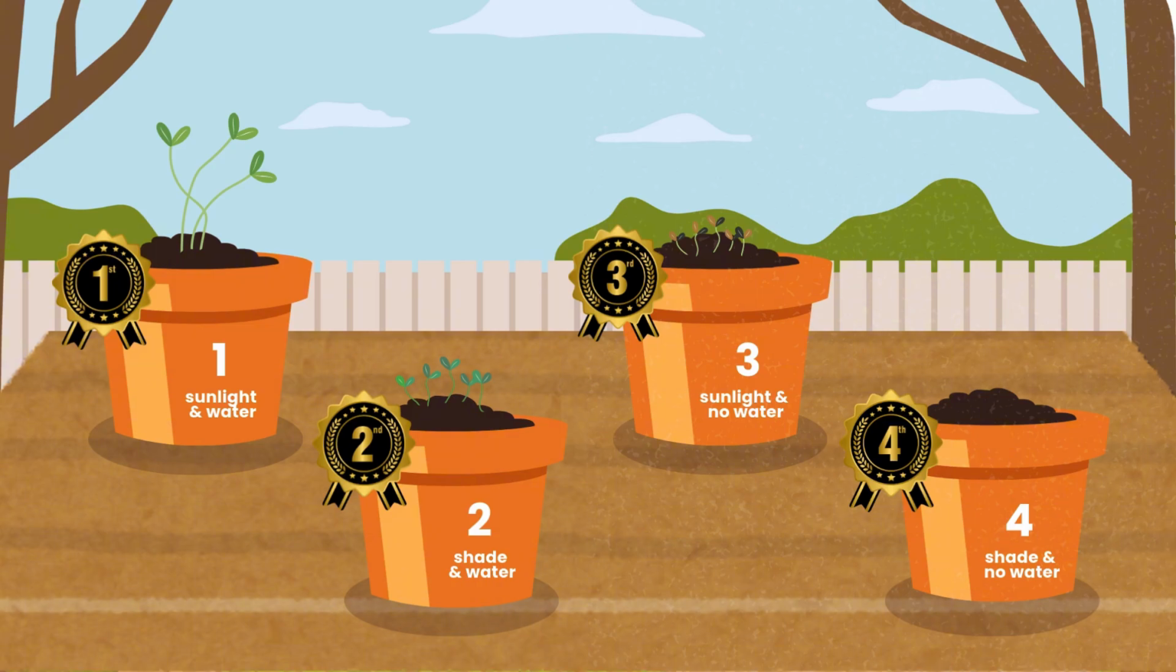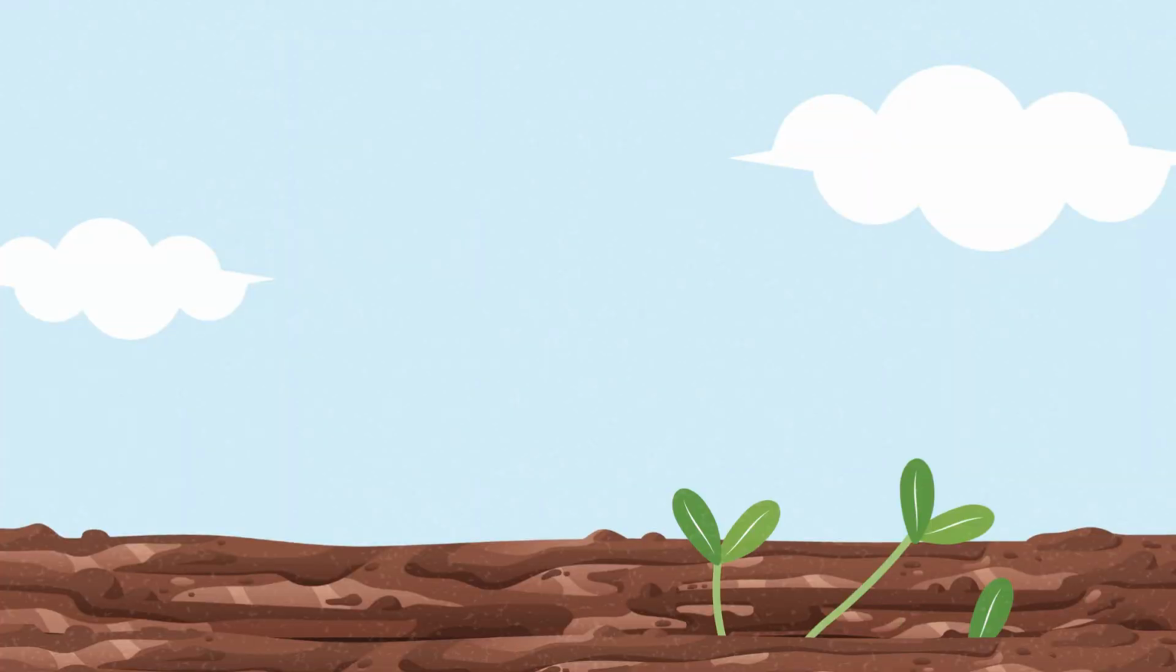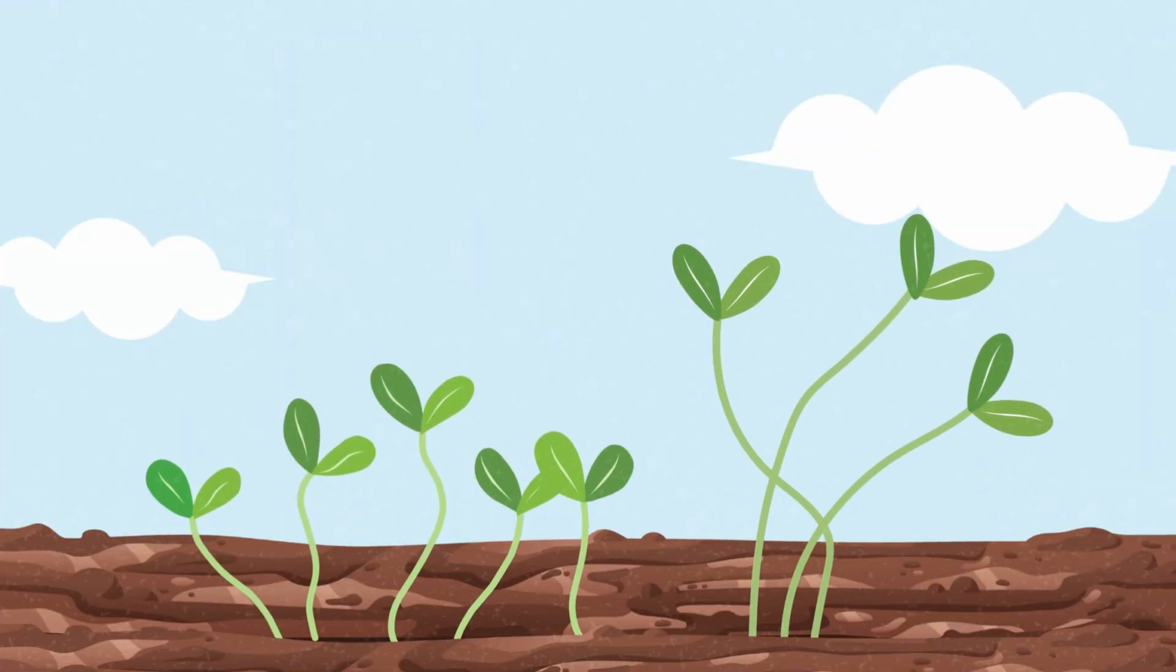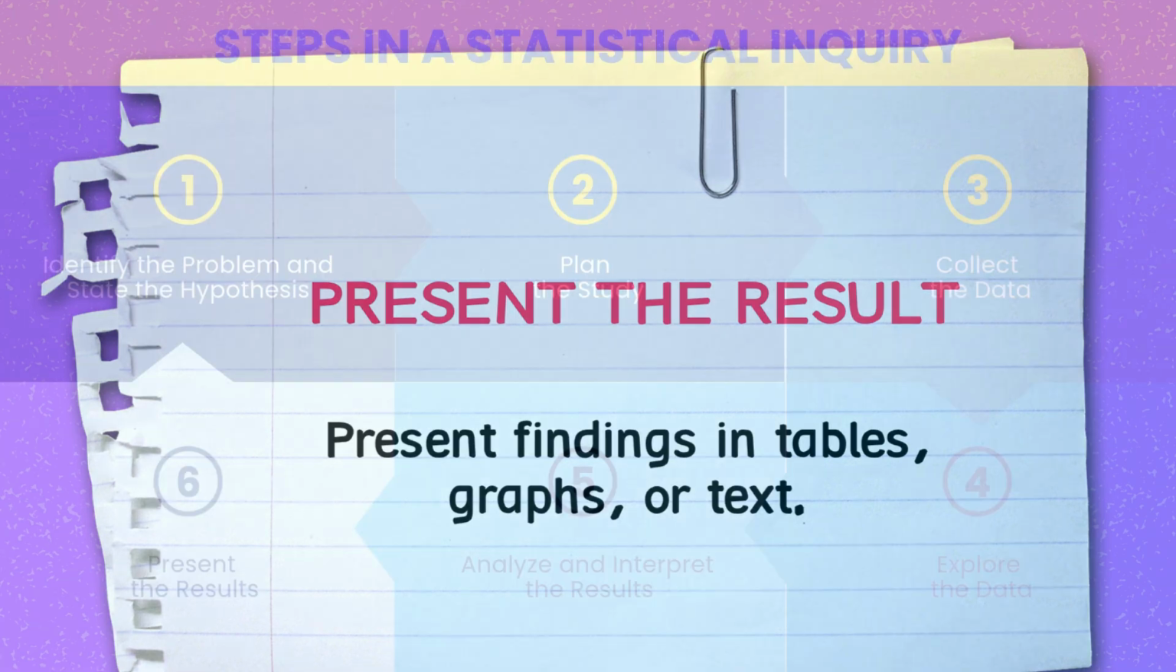And from there, you can now go to step 5, and this is where you go back to your hypothesis and see whether your hypothesis can be validated. You can now present your results either through the form of tabular, graphical, or textual presentation.